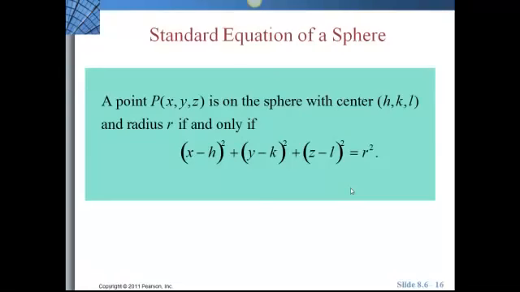If we have a circle centered on the origin, it's x squared plus y squared equals r squared. For a circle, if we shift the center to (h, k), we would subtract the h from the x and the k from the y. For a sphere, we just add in the third dimension. So a sphere centered on the origin would be x squared plus y squared plus z squared equals r squared. Or if we shift the center, we need to subtract.